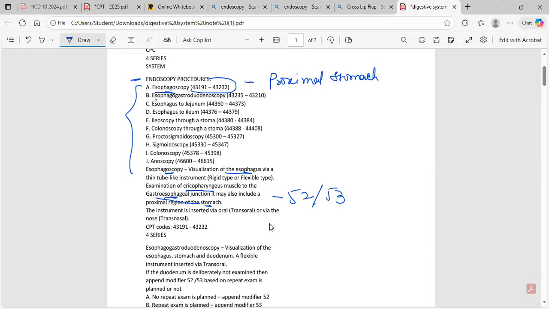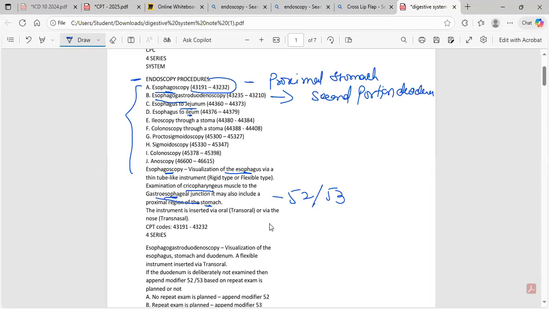Next, we have the esophagogastroduodenoscopy. That means you are going to bill the EGD if the scope reaches the second portion of the duodenum. If the scope reaches the second portion of the duodenum, then we are going to call it an esophagogastroduodenoscopy. If it reaches the jejunum or small intestine ileum, then we have these two series.